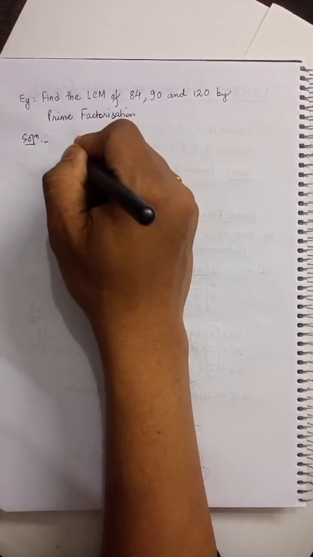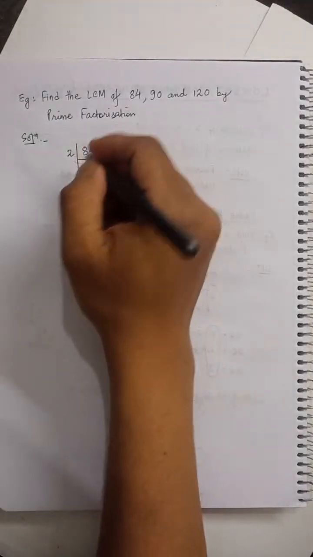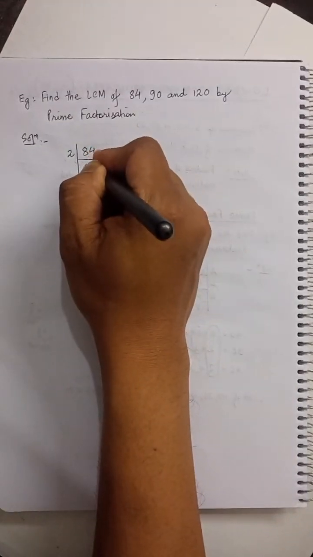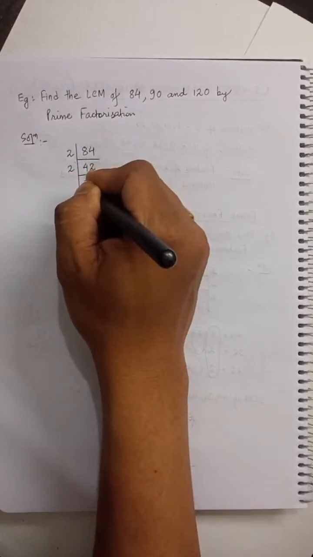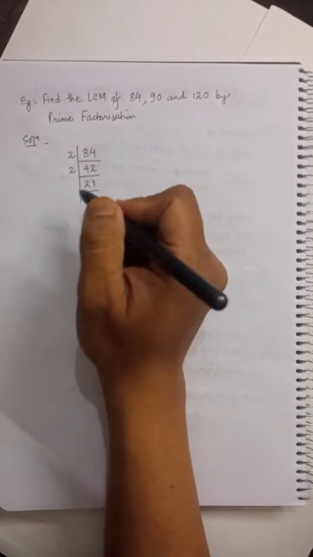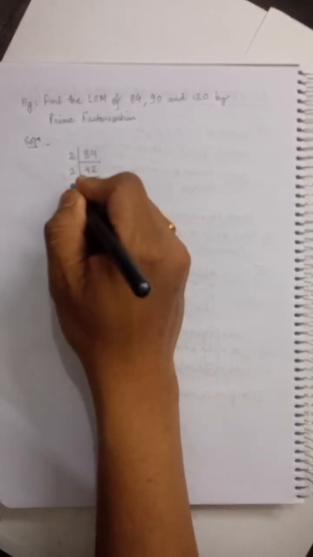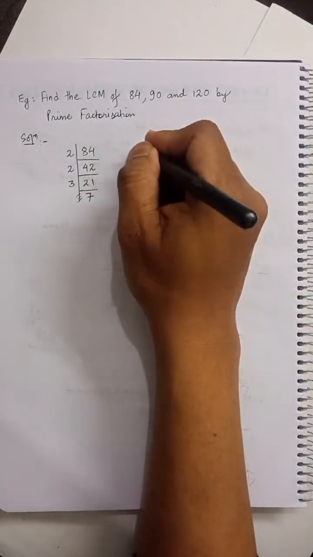So 84 is divisible by 2. Okay, so 84 divided by 2 is how much? 42. 42 is again divisible by 2, so this is 21. So 21 is no longer divisible by 2, so we'll have to divide it by 3. So 3 and 7. Fine.